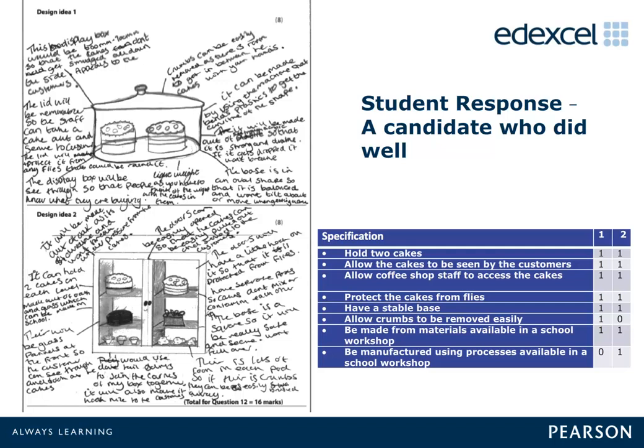The example on this slide shows a mature and imaginative response to this question. The two ideas provide technically alternative design solutions to the brief. The first idea uses compartments and clearly satisfies the requirements of the specification. Although no dimensional information is given, the detail within the well-drafted sketches clearly shows how the cases would be held, displayed and removed. This response achieved full marks.